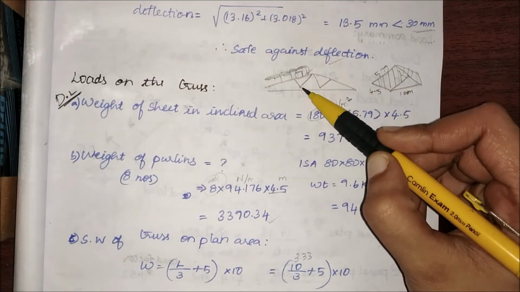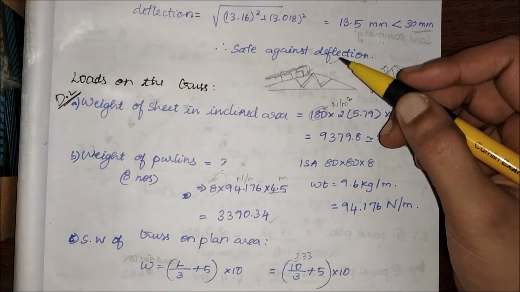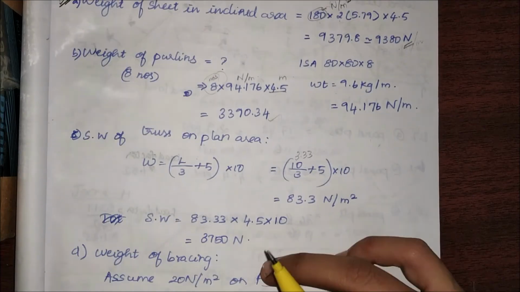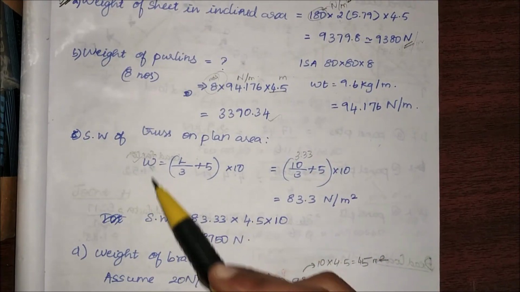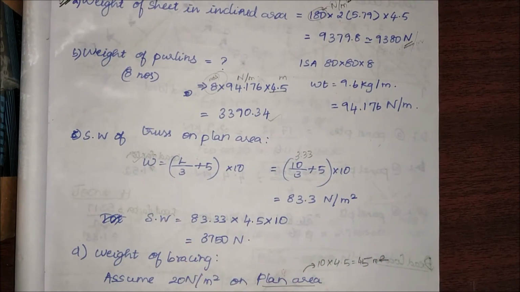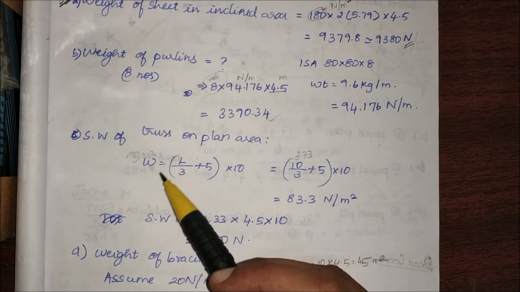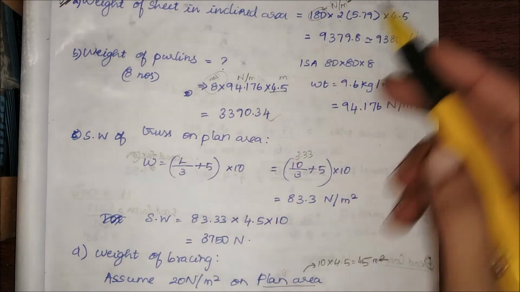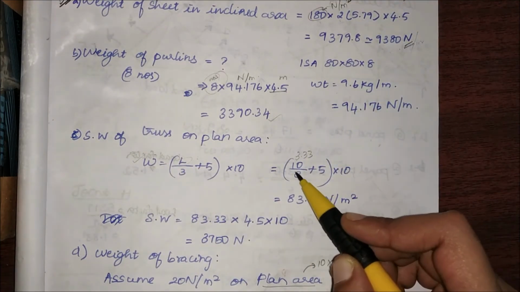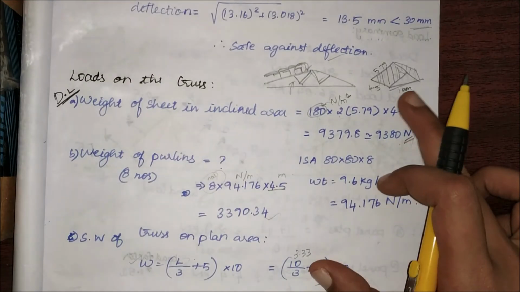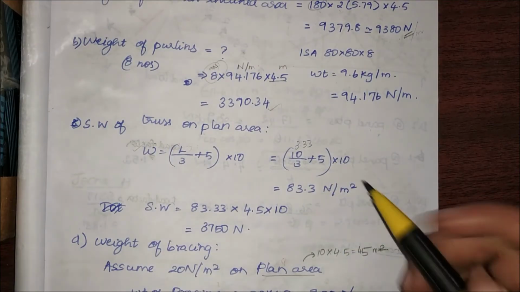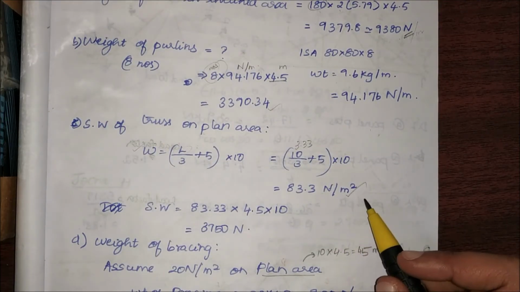Now we have to find the self weight of the truss itself. Since we haven't found the type of section that we are going to provide, we have a thumb rule here. So we have a formula. This formula is arrived from so many calculations. In case you want it, let me know in the comments below. I'll provide a link to it. So W is equal to (L by 3 plus 5) into 10, where L is your span, which is 10 meter. This is the span of the truss, 10 meter by 3 plus 5, into 10. On doing so, you'll get 83.3 Newton per meter square.